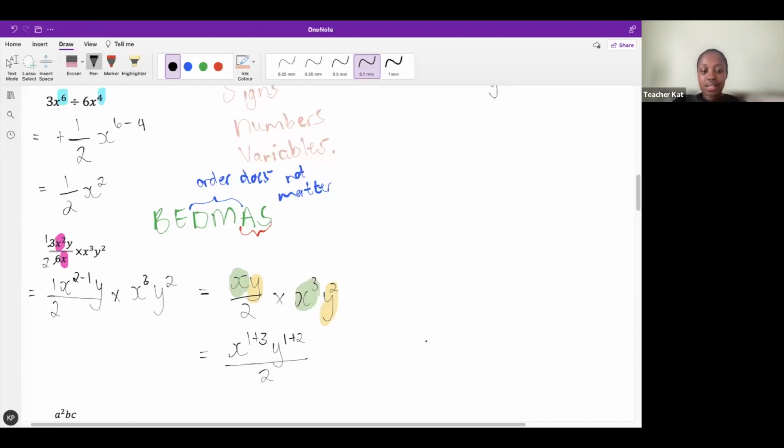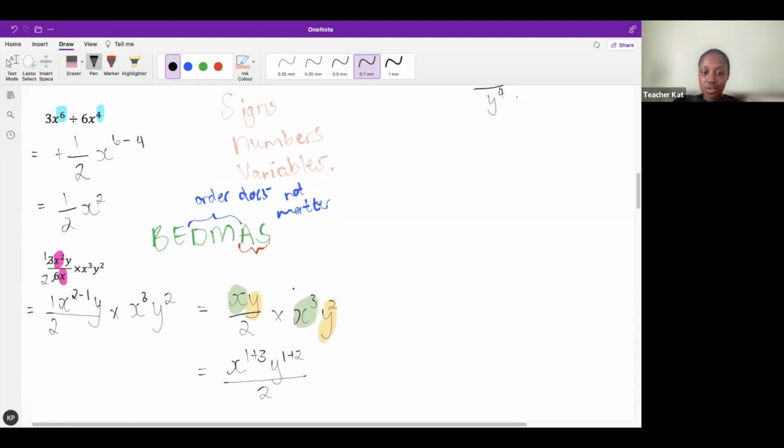Now remember what I said again. After you place these, they don't exist anymore. You have just added the exponents, so they're gone. So my final answer will then be x to the power of 4 times y to the power of 3 over 2. Okay, that was our first proper challenging one.